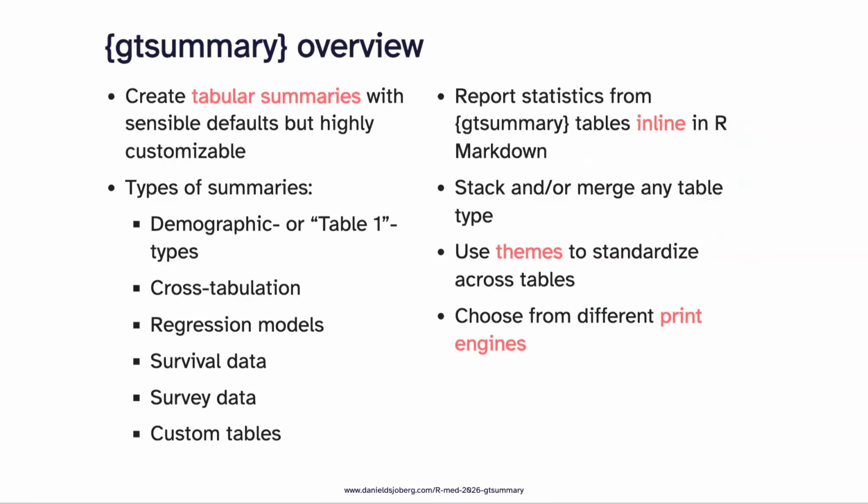So just a quick summary of what gtsummary does. I apologize in advance if you know the package well. We're going to start out with some of the basics to give ourselves a common foundation to build on. But really what we're doing here is trying to create summary tables that have very sensible defaults but are highly customizable. So the goal is that you write one or two lines of code to get a really nice summary table for your demographics, your table 1, cross tabulations, regression models, survival data, survey data, other kinds of custom tables. You can do that very, very easily with very few lines of code, which is great.